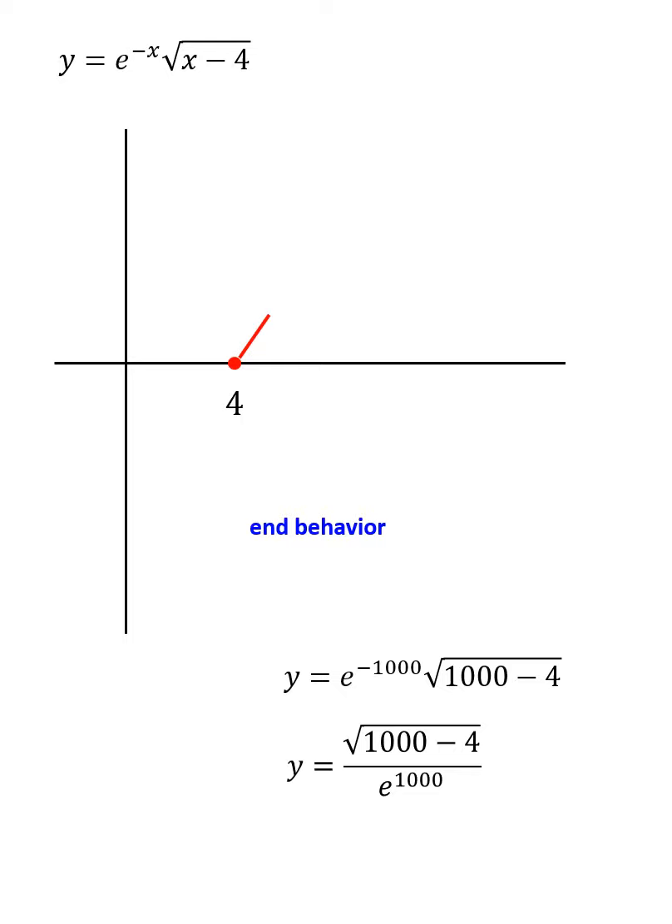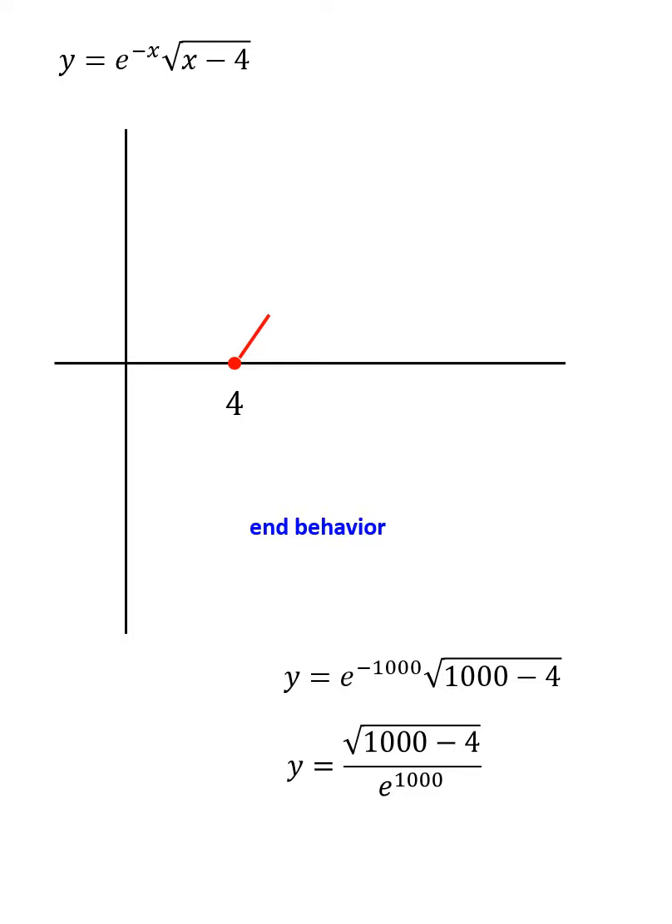e is such an, all exponential functions are so fast growing that e to a big number is a gigantic number. e to the 1,000 is well over 1 trillion. So what is this fraction here really? It's got a numerator of about 30 or 40 and a denominator in the trillions. So what do you get when you divide, say, 40 divided by 1 trillion? Well, you get an incredibly small number, very close to 0.